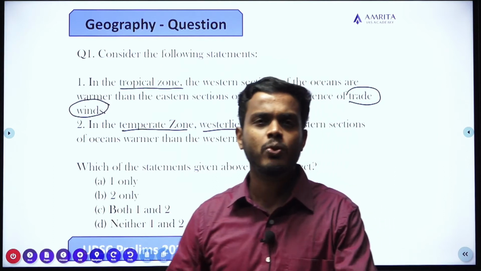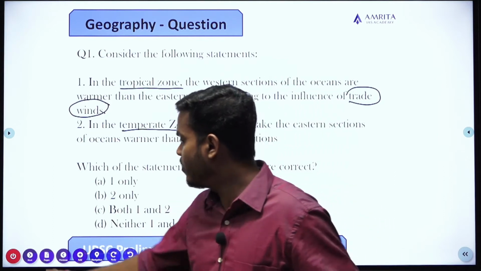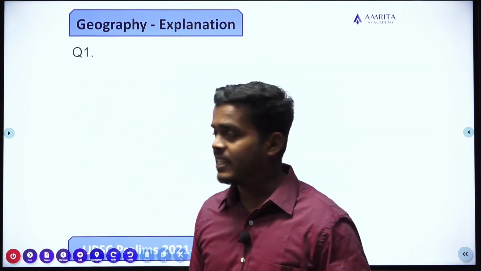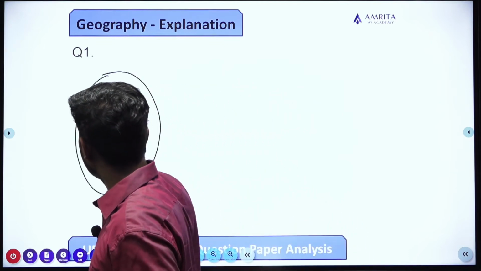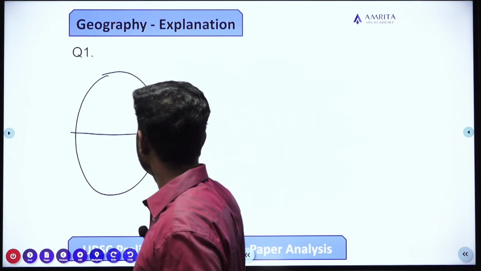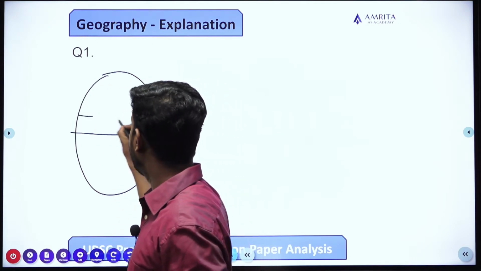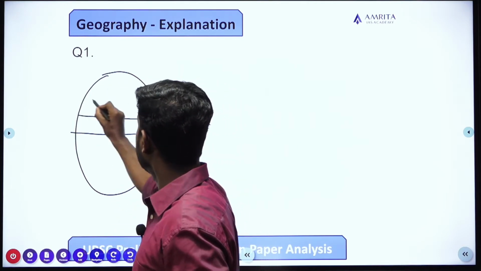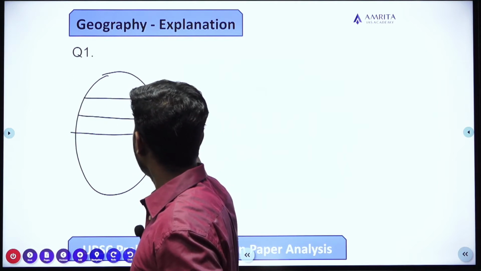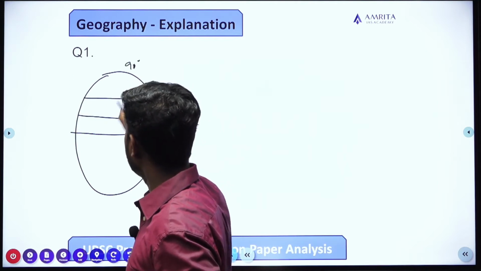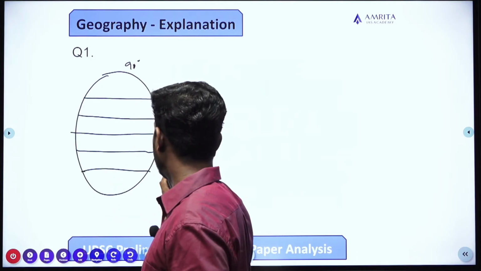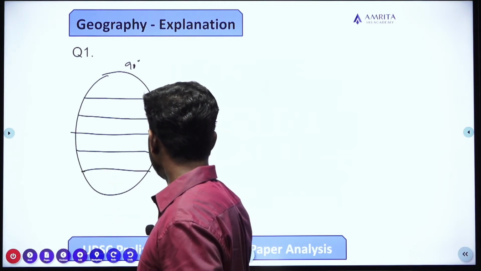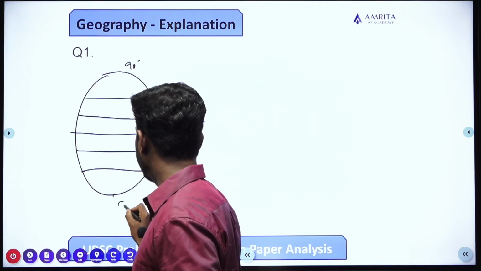Now, how to solve this particular question? We will start with the basics. We know that our earth is divided into different latitudes, right? So we have 0 degree latitude here, 30 degree latitude here, 60 degree latitude here, and 90 degree over here. Similar to this, in the southern hemisphere also we have the same latitudes, 60 degree and 90 degree.